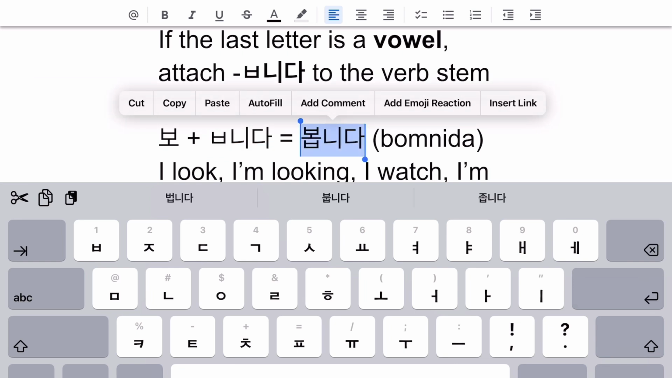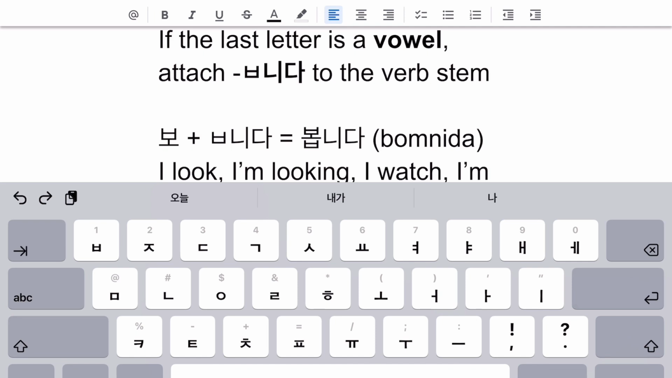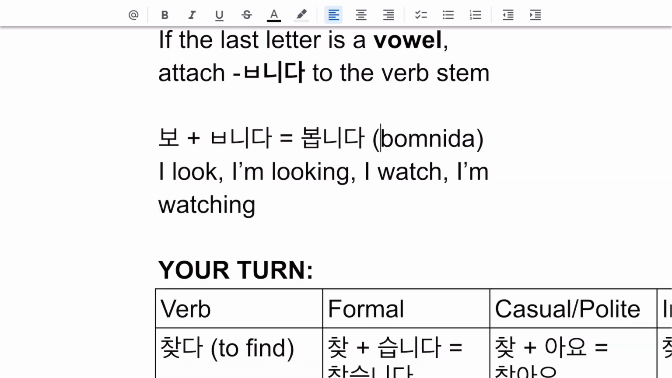And that pronunciation is meant to be smooth. That's why I've written it out right there. 봅니다. It's kind of like an M sound. It becomes smooth. We don't want to say it harshly. And it means I look, I see, I watch, I'm watching, all the same things as before.